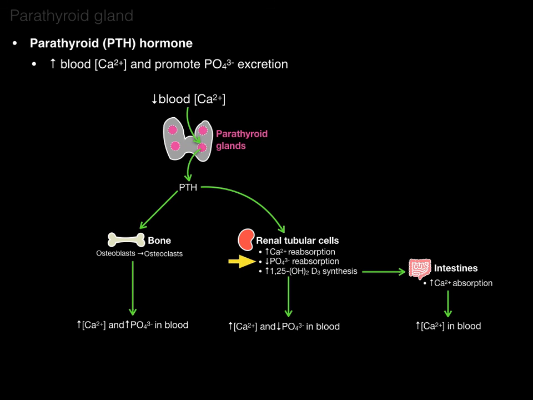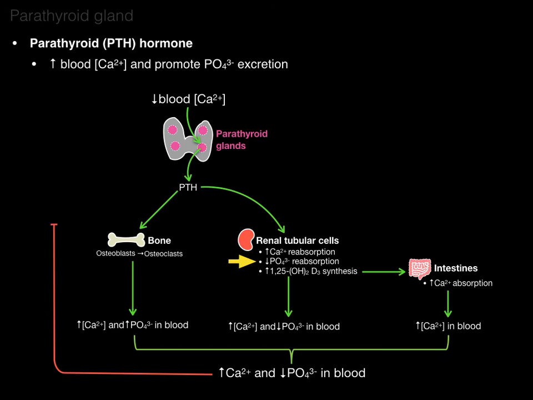So I just put a yellow arrow on the renal tubular cells where PTH decreases the reabsorption of phosphate, so you end up urinating or excreting out much more phosphate. This has a pretty big effect, so much so that it, in many cases, overcomes the phosphate put into the blood from the activity in the bone. So parathyroid hormone overall increases blood calcium and decreases blood phosphate concentration.